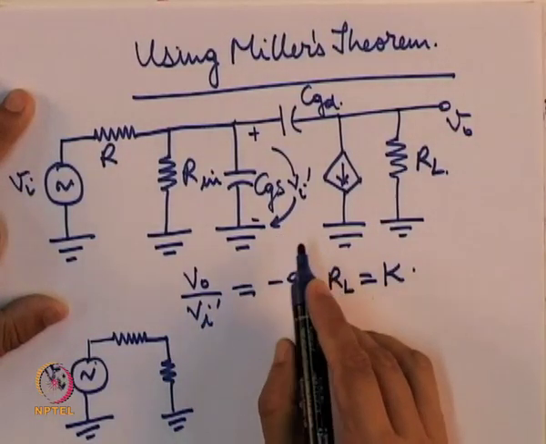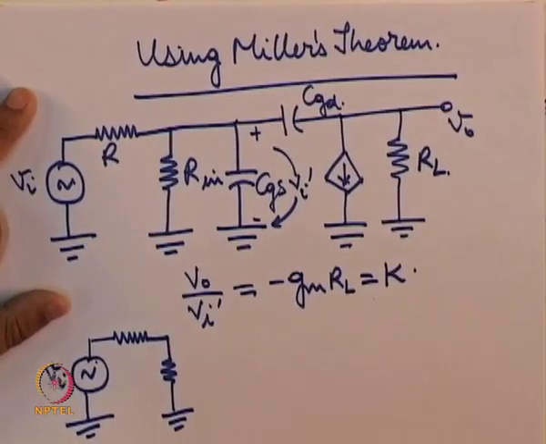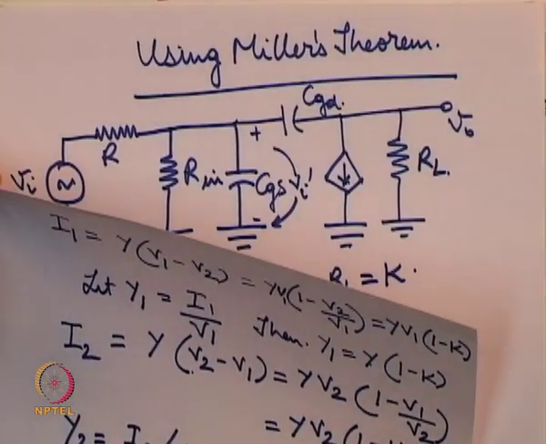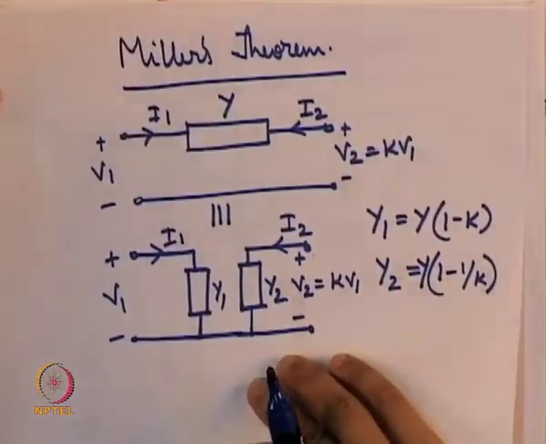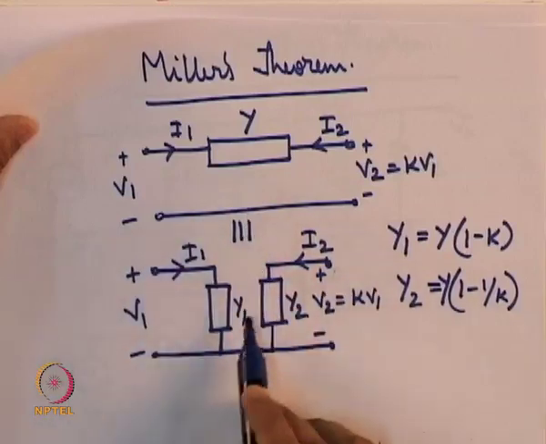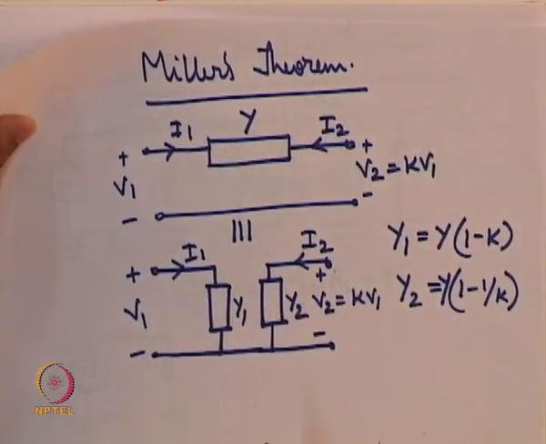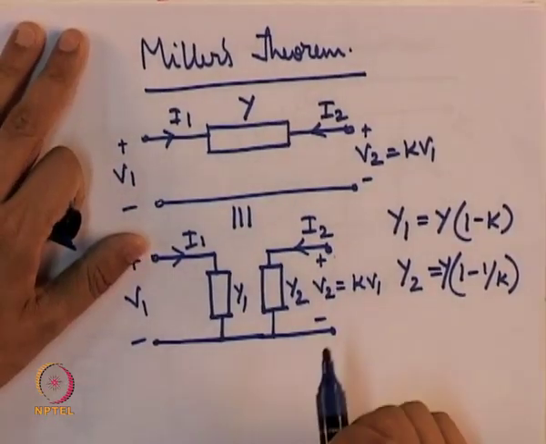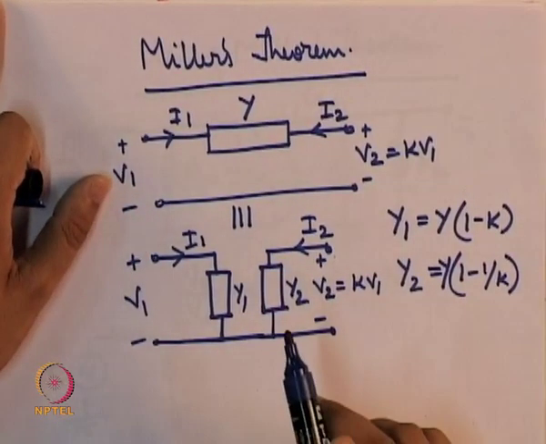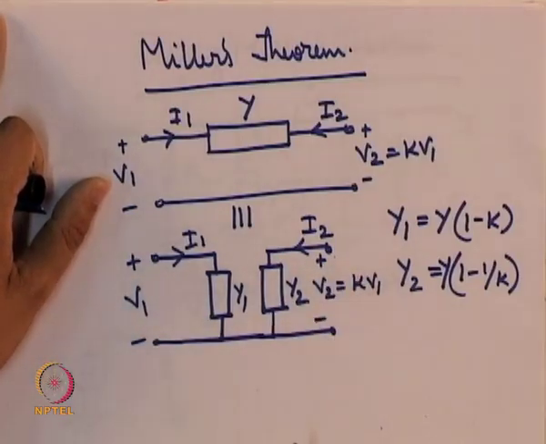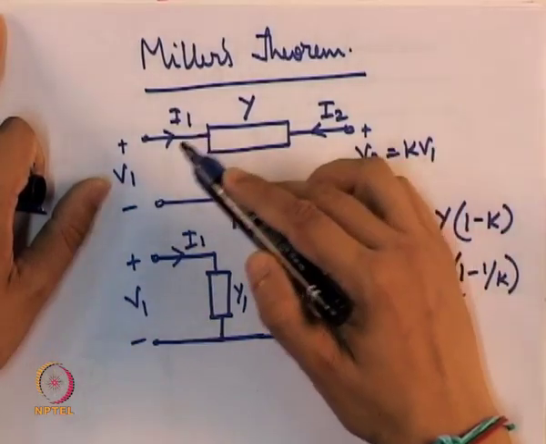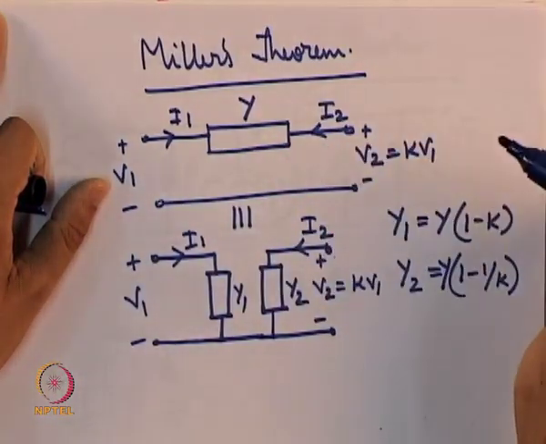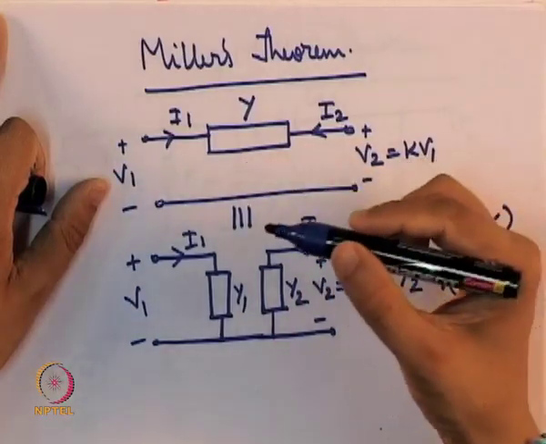just like while discussing Miller's theorem, we had split our circuit in this form, recall, where this Y is now split into two admittances Y1 and Y2. One thing I would like to mention for this theorem is that it is valid only when the input and output conditions are kept the same. That is, V1 and I1 and V2 and I2 are the same for both cases, only the internal structure is changed.